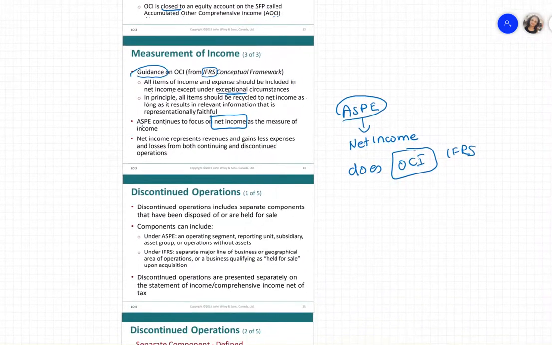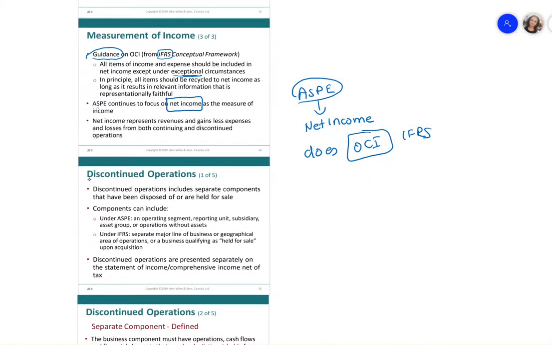Now this next one, we're talking about discontinuing operation. So we have two types of operation: continuing operation and discontinuing operation. So far what you've learned is you have revenue, you have expenses, then you have other gains and losses. And from there, this is the norm of your operation. So that will be your income from continuing operation.